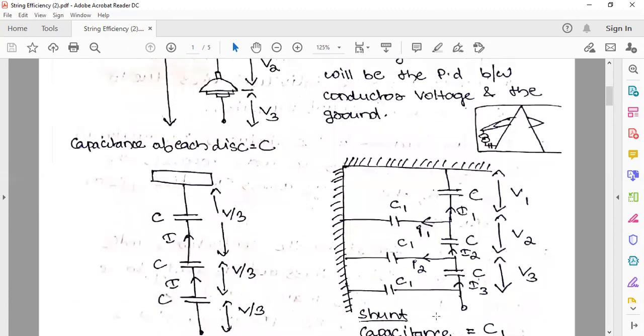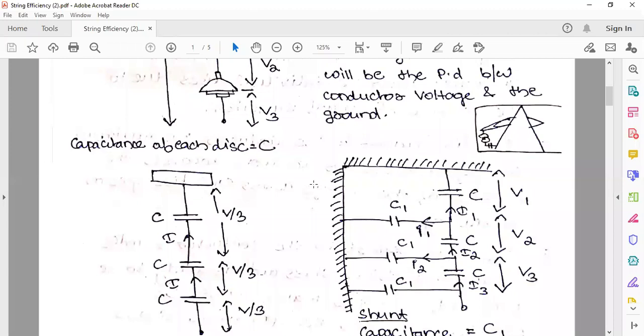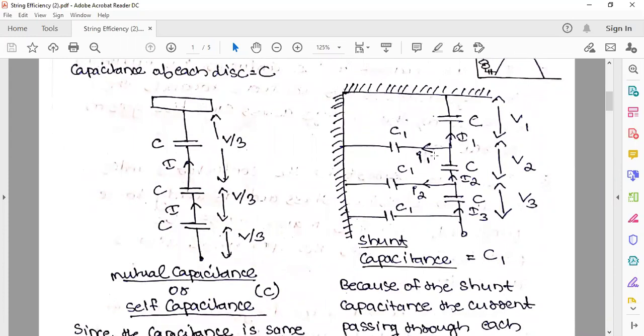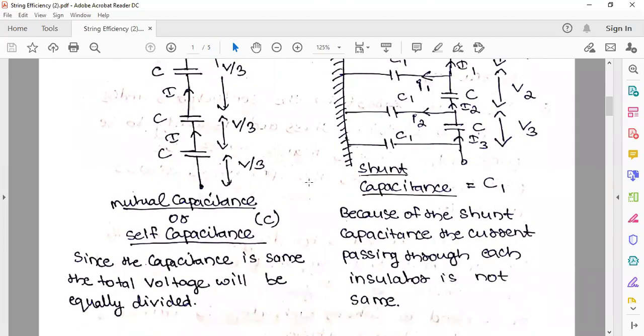Okay. So this is actually the practical figure of a tower that we see outside, no? So here there will be the insulators, and here we will have one more capacitance that is attached to the tower. So from the practical figure, we reduce this figure so that we have the capacitance C. This capacitance C is the mutual capacitance or the self capacitance, and along with that we have the shunt capacitance also. So we have C, which is the self capacitance or mutual capacitance, and C1, which is the shunt capacitance. Because of the shunt capacitance, the current passing through each insulator is not the same.